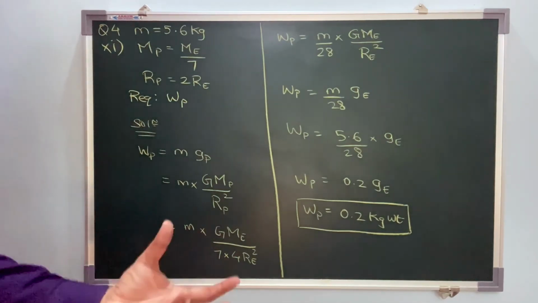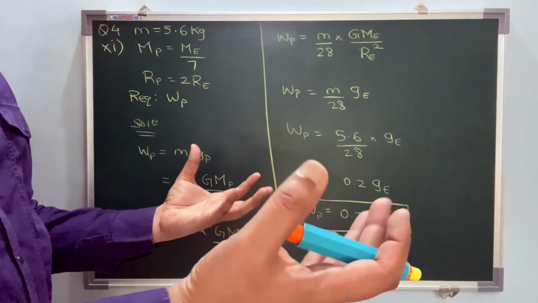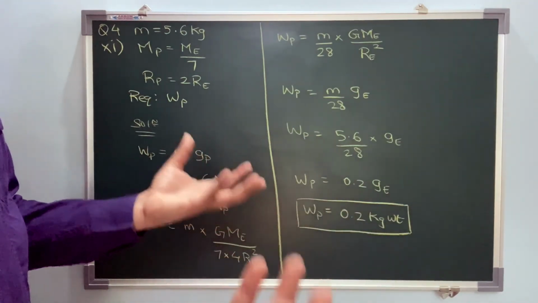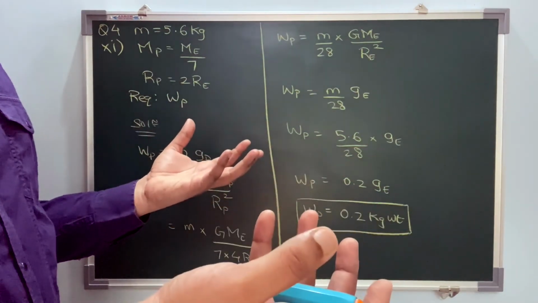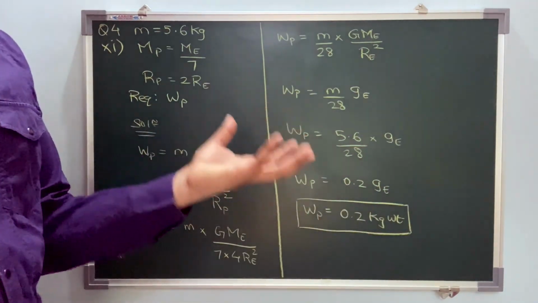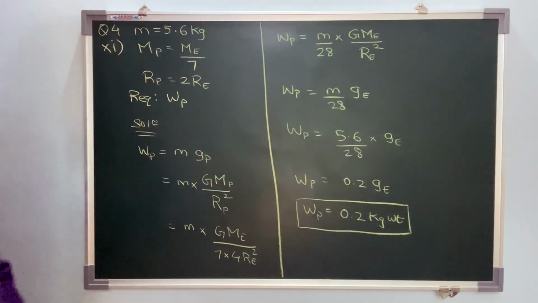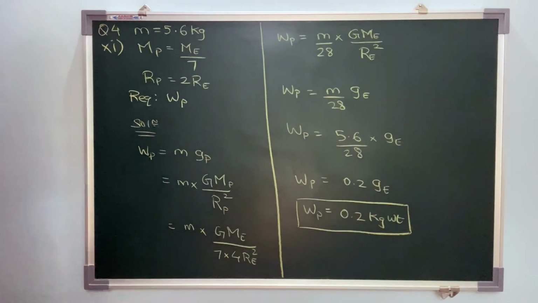So if in one hand I keep 5.6 kilos, standing on Earth, and in the other hand I have 200 grams, then on Earth they are different weights. 5.6 kilos and 200 grams are different. But this 5.6 kgs, if I take it to this planet, will feel as if it is 200 grams. What I feel with 200 grams on Earth is what this 5.6 kgs will feel on that planet.